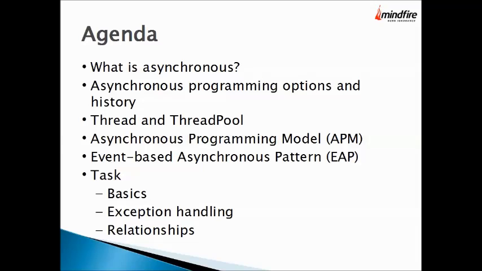Today's agenda is, first of all, to know what asynchronous programming is, and then what are the different options we get with the .NET framework on asynchronous programming. We have various ways to consume asynchronous programming in .NET, and then we will look into the thread pool and the asynchronous programming model. That is a way to handle asynchronous programming with the APM and EAP, and then finally we will be looking into the task. So these are the few things only.